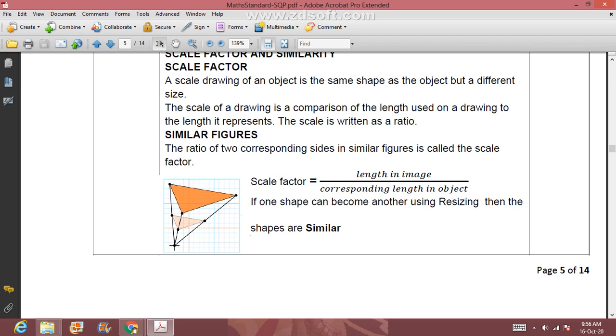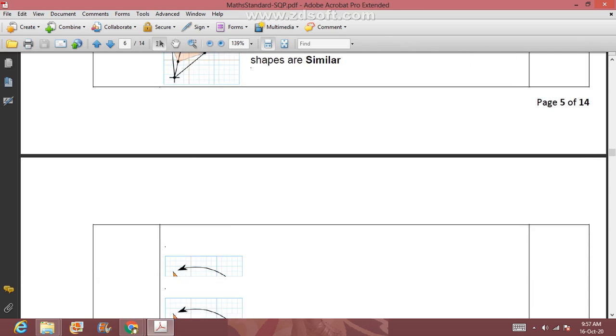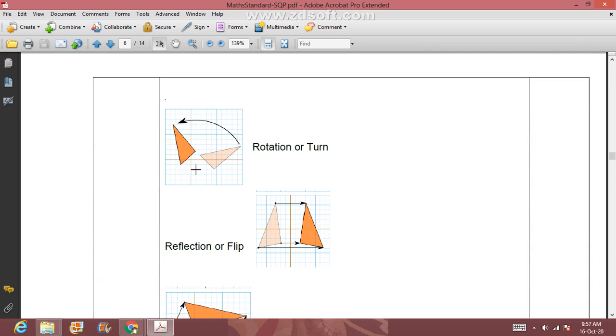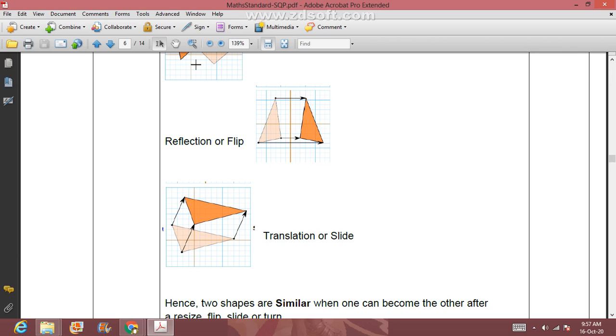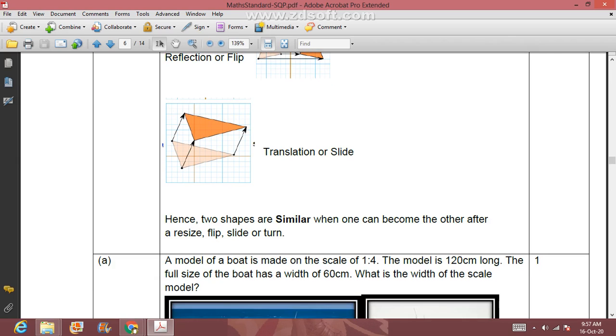You have to read the case study once, twice. You have to understand it. Once you understand it, it is easy to answer the sub-questions. See, rotation or turn, reflection or flip, then translation or slide. Two shapes are similar, meaning object and image, even if they look different in size, they have the same shape. Hence the object and its image are similar to each other.